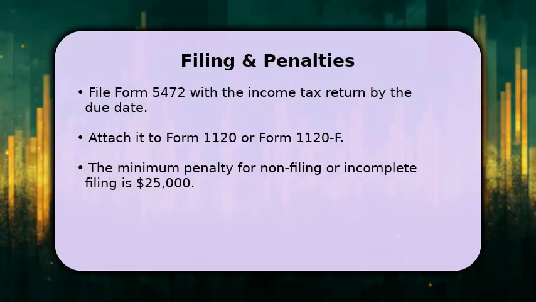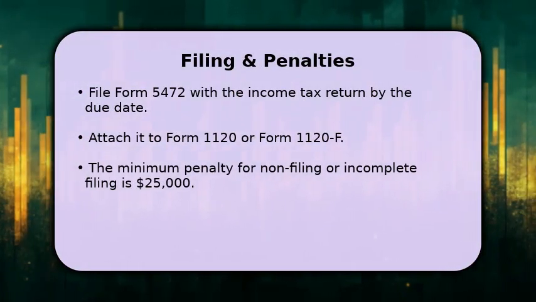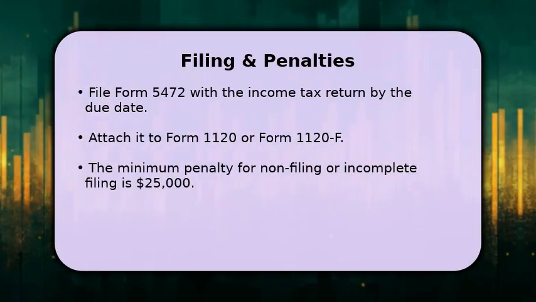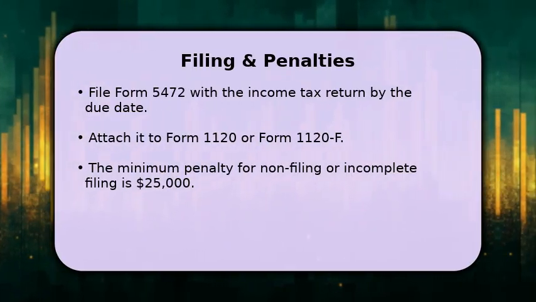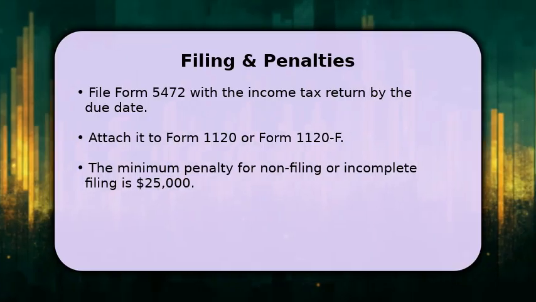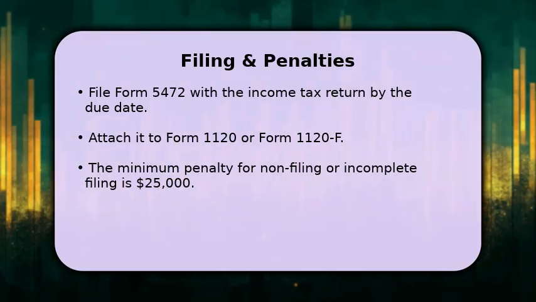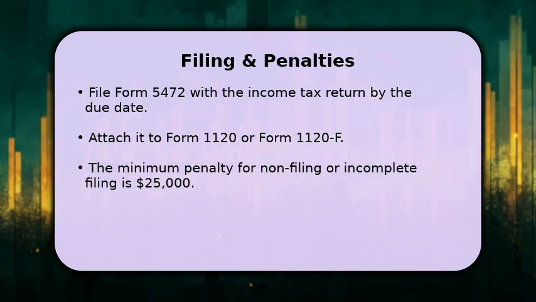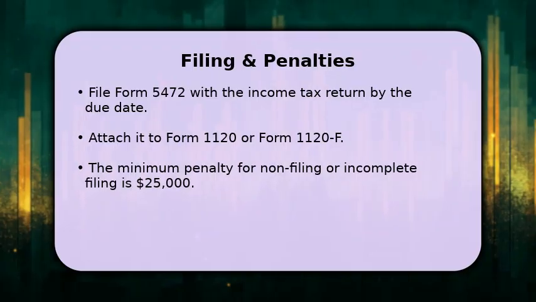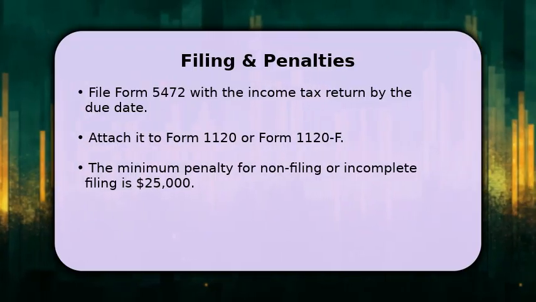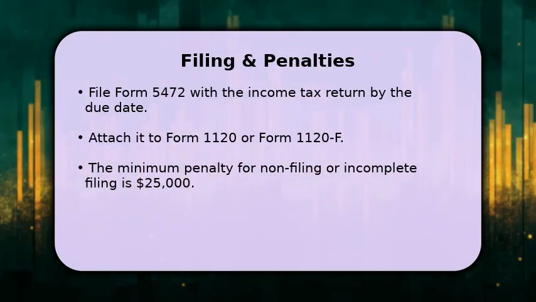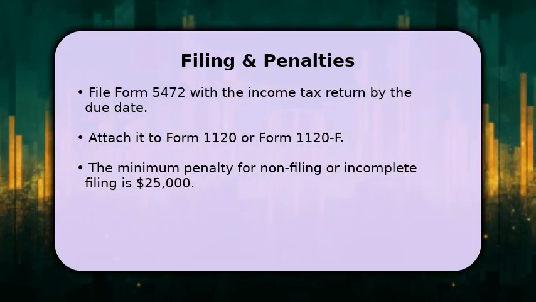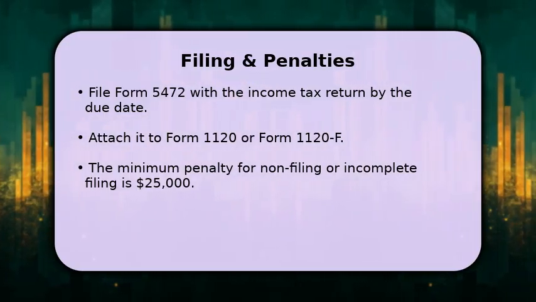Form 5472 must be filed as an attachment to your corporation's annual income tax return, typically Form 1120, by its due date. Foreign-owned U.S. disregarded entities must file a pro forma Form 1120 with Form 5472 attached. Failure to file or submitting an incomplete form can result in a minimum penalty of $25,000, with additional penalties if noncompliance continues.